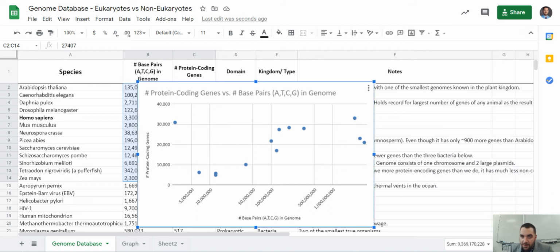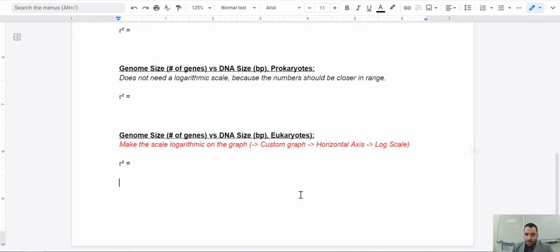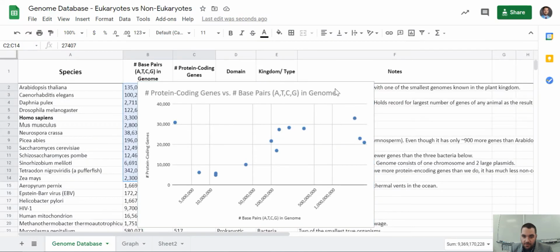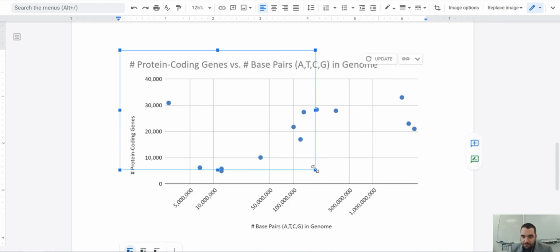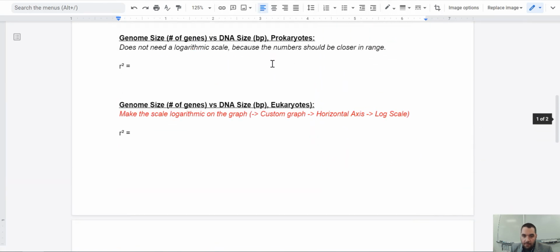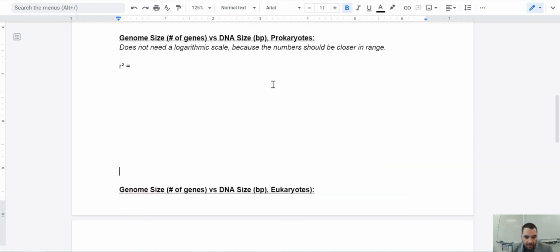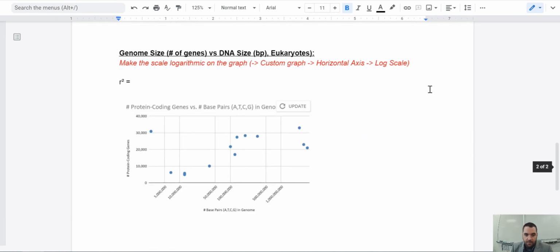You can copy and paste this graph here, and you paste it right below there like this. Actually, I'll just go ahead and copy and paste it. Okay, here is my graph, and I'm going to bump all this down here just so it makes it a little bit easier for us to see. Okay.